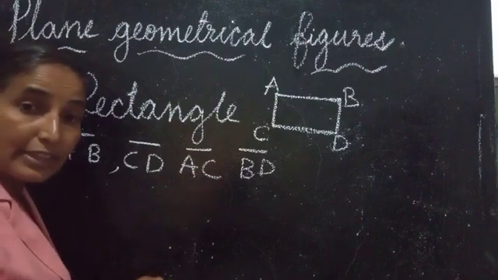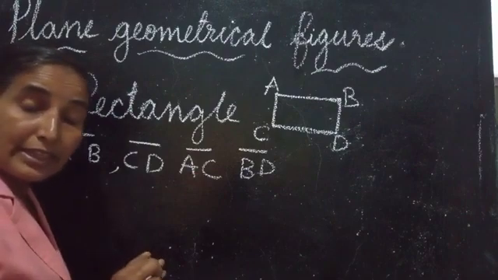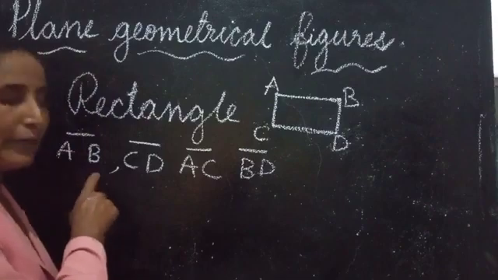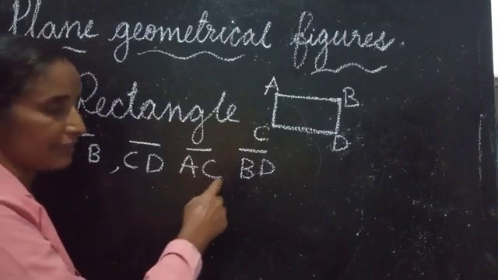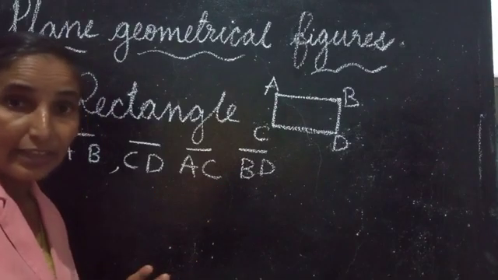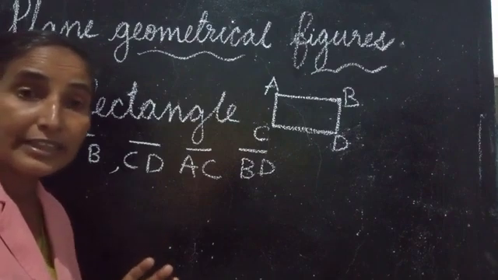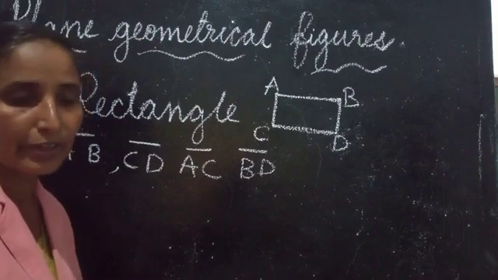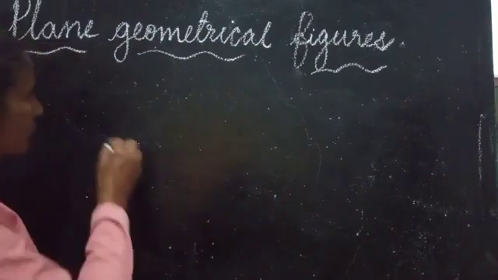Which are the line segments used to form this rectangle? AB, CD, AC and BD. A rectangle has 4 sides and 4 vertices. Understood, no? Okay. Now let us learn about a square.